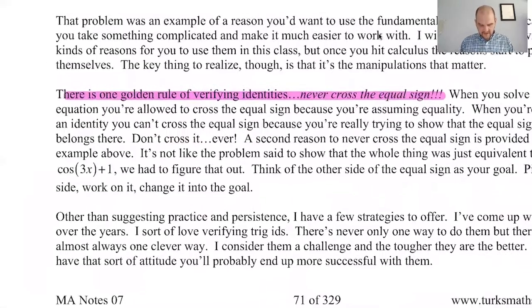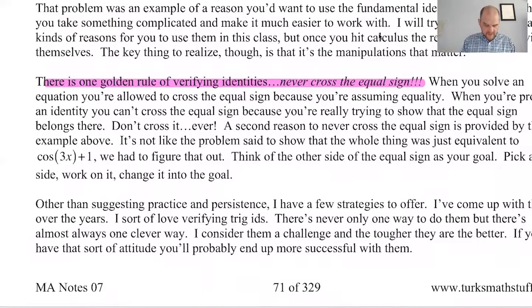When you think of verifying identities, think back to the problem we just did. This cosine of 3x plus 1 wasn't there. Like we didn't know what it was. We had to like figure that out. That's what we're going to be doing.